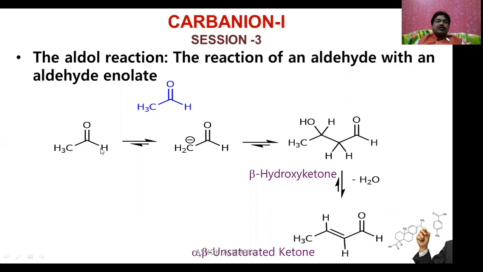This is an acetaldehyde molecule, and this is another acetaldehyde molecule. First, this carbanion is formed, which adds to the second molecule and gives a beta hydroxy aldehyde, not ketone. Finally, you will get alpha beta unsaturated aldehydes or ketones with respect to the starting material.